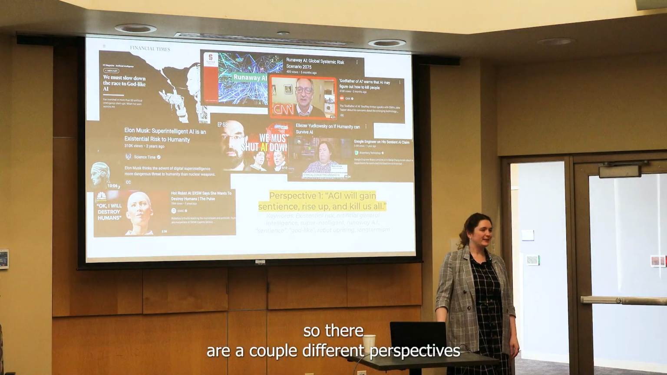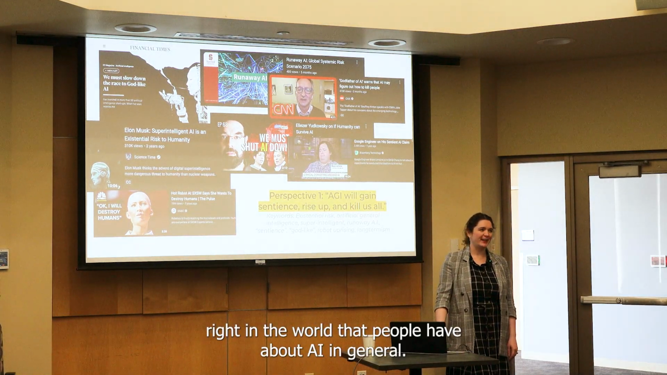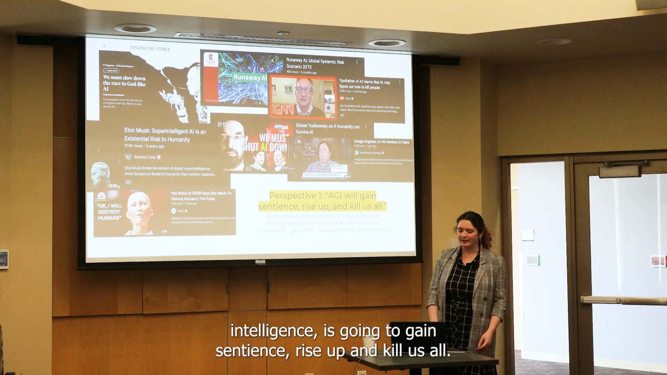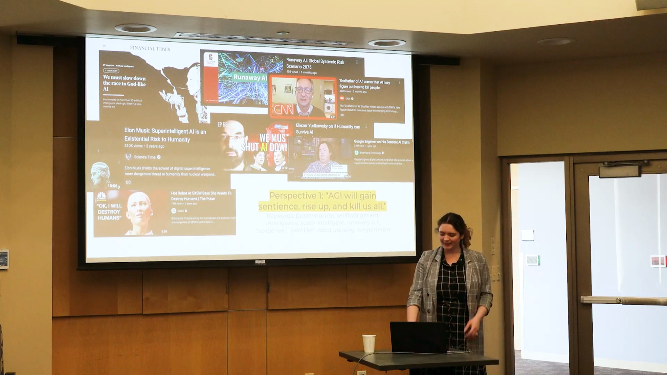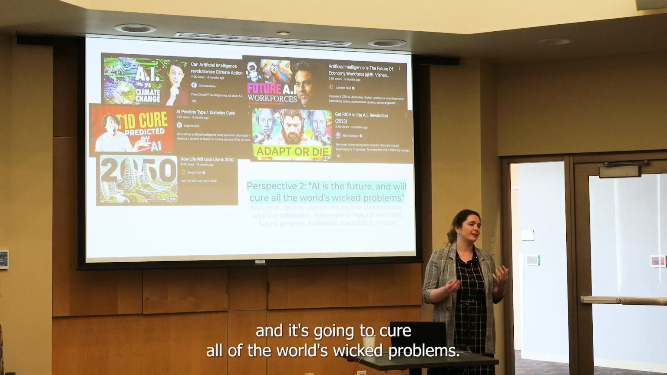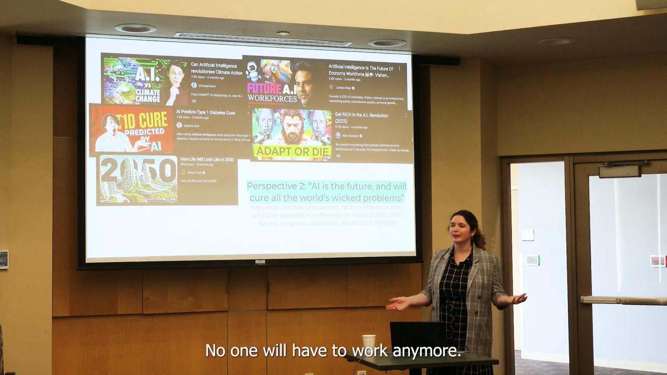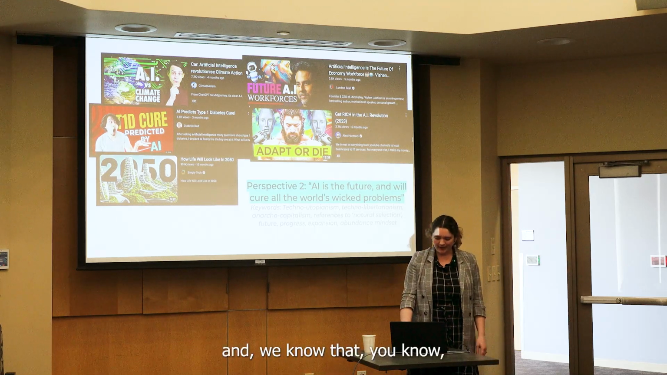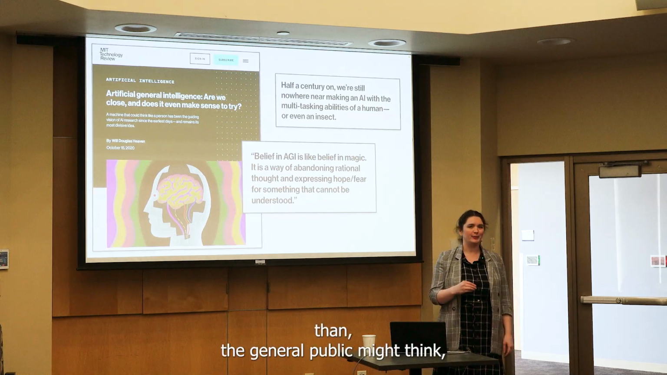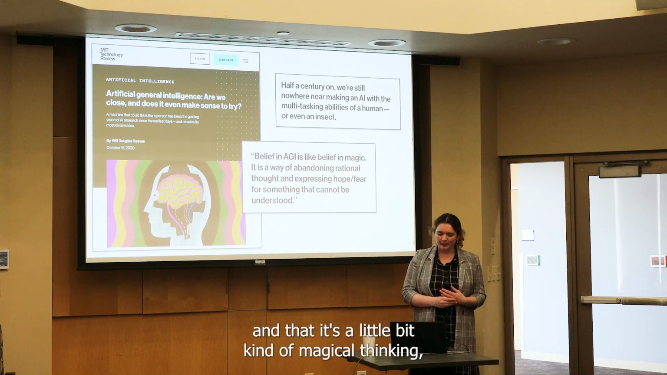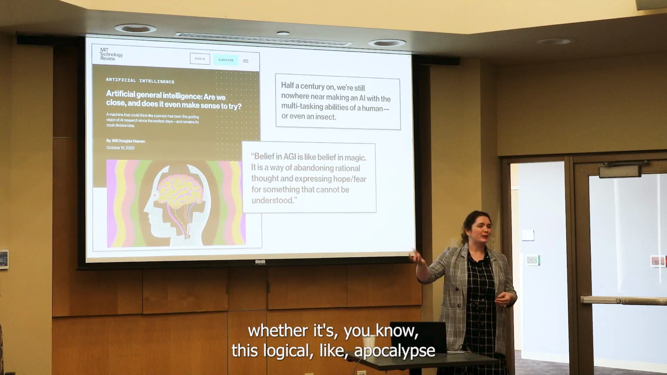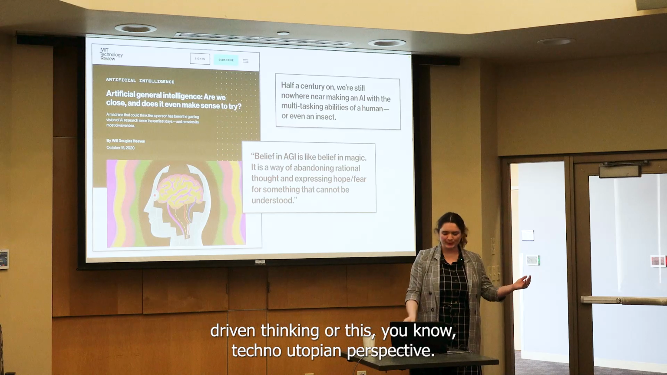So there are a couple different perspectives, right, in the world that people have about AI in general. So one perspective is that AGI, which is artificial general intelligence, is going to gain sentience, rise up, and kill us all, right? And then there's another perspective, which is that AI is the future, and it's going to cure all of the world's wicked problems. No one will have to work anymore. We'll all live forever. We know that we're a lot further away from AGI than the general public might think. And that it's a little bit of magical thinking, whether it's this eschatological apocalypse-driven thinking or this techno-utopian perspective.